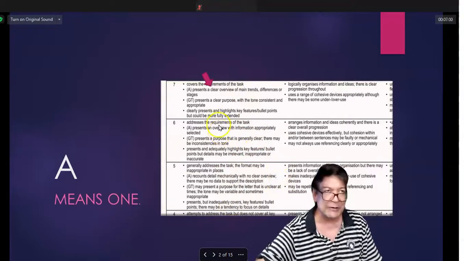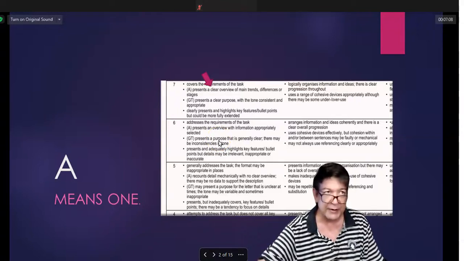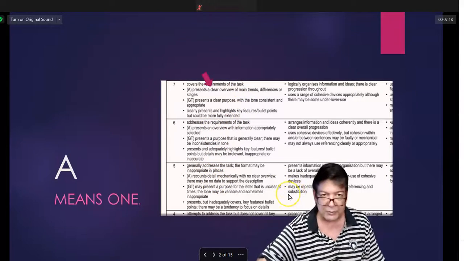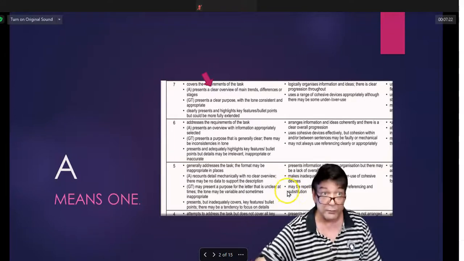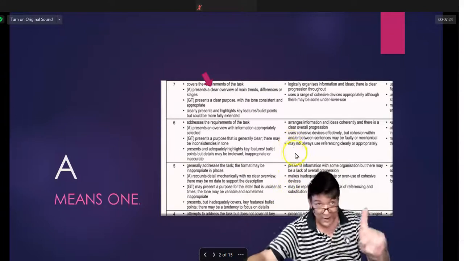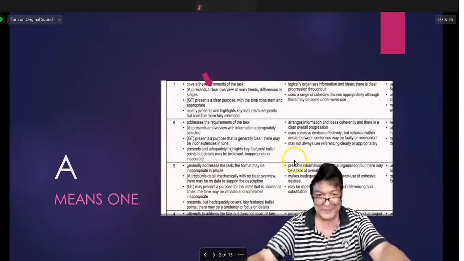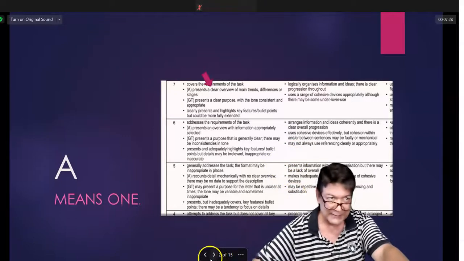The first column here, 7, 6, 5, these are the band descriptors for task achievement. And if you look, what shows up in 7? Presents a clear overview, an overview, and then here in 5, no overview. So let's really break it down and look at what they mean by a clear overview. Well, means 1, not 2. That's the first thing. That's the most basic.